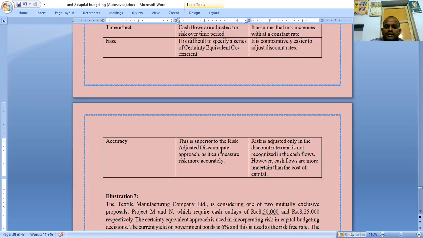Accuracy: the certainty equivalent approach is superior to the risk-adjusted discount rate approach as it can measure risk more accurately. In the risk-adjusted discount rate approach, risk is adjusted only in the discount rate and is not recognized in the cash flows. However, cash flows are more uncertain than the cost of capital. So, cash flows are more uncertain.